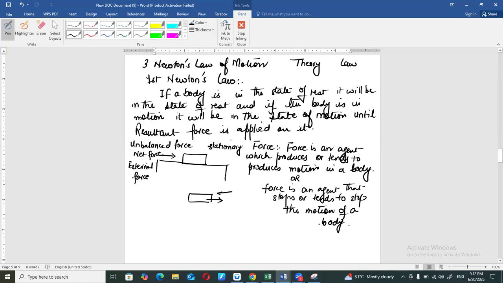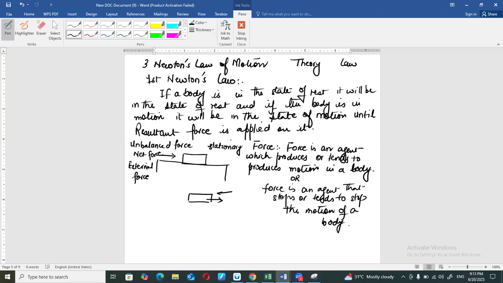Now, the important part is the phrase "tends to". The reason is very simple, because a force may produce the motion or try to produce a motion of a body, or it stops or tends to stop the motion of a body. Why tends to produce or tends to stop? Because sometimes if there is a wall and you're applying a force, it will not be able to produce anything, motion or whatever.